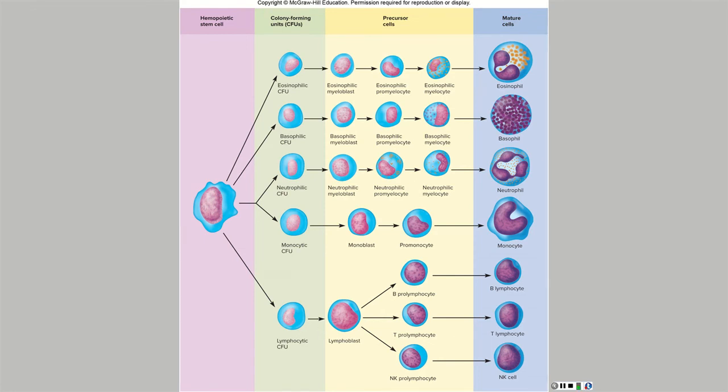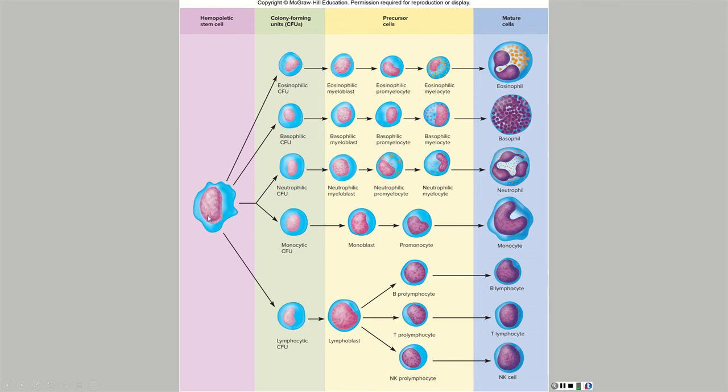But here's a big, intimidating looking chart from page 692 of your textbook. And again, just like we saw with erythrocytes, most of this chart you do not need to know. But here's what I want you to know. You start with a hemopoietic stem cell, just like we did with erythrocytes. Then we move to colony-forming units. And there's different colony-forming units. The different colony-forming units will result in different types of mature cells. You do not need to know the different colony-forming units. Just know hemopoietic stem cell.